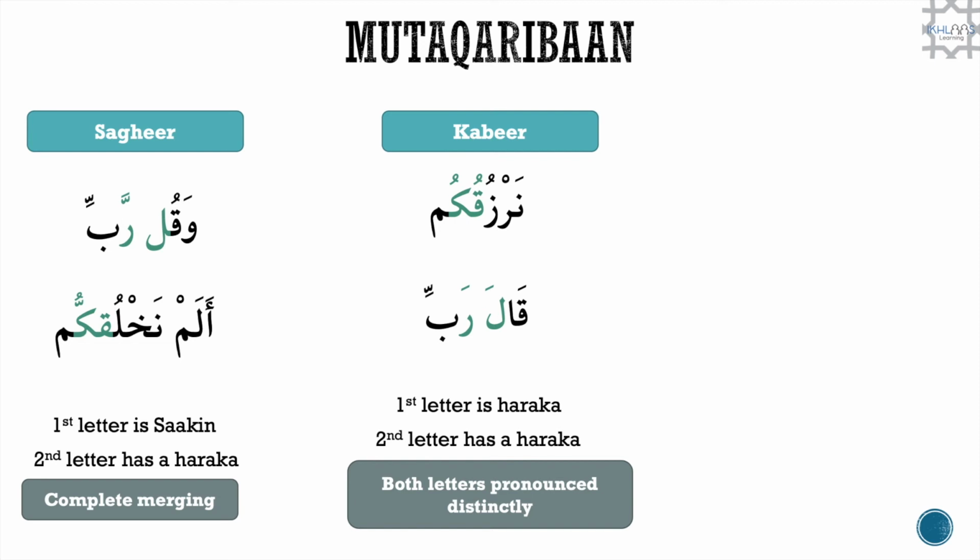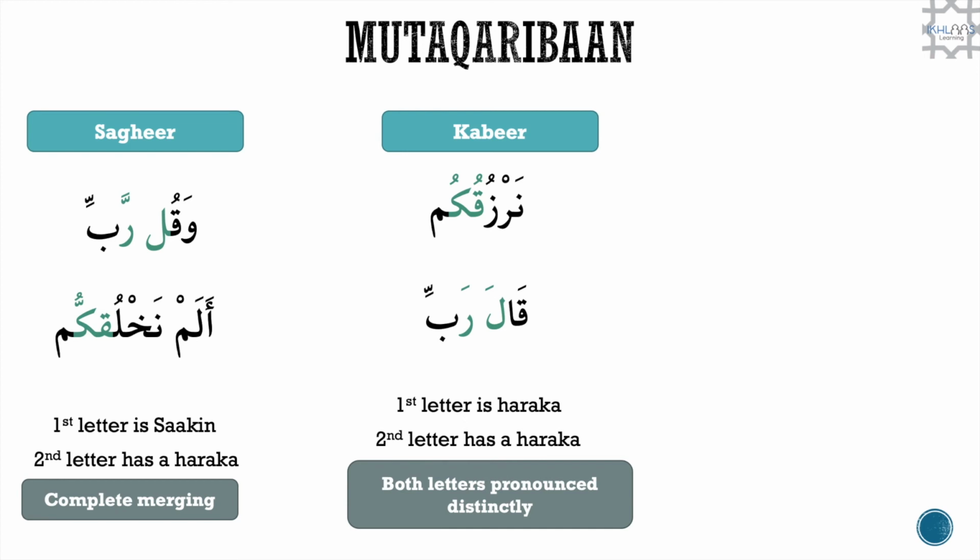Our next example is of kabir. If we remind ourselves that kabir is when the first letter is a haraka and the second letter has a haraka, both these letters are pronounced distinctly. So we have an example of qaf and kaf, both have a dhamma. And the letter lam and ra, they both have a fatha. So the first one you would say narzuqukum. Both letters are pronounced distinctly. Qala rabbi. So here both letters are pronounced distinctly. This is known as idgham mutaqaribaan kabir.